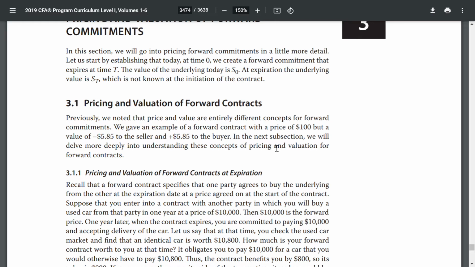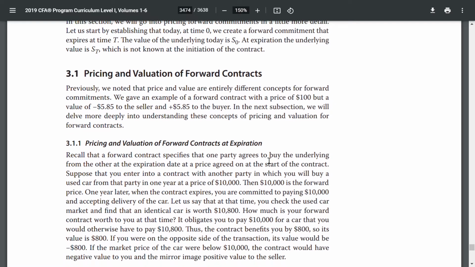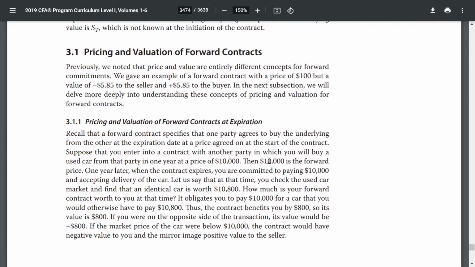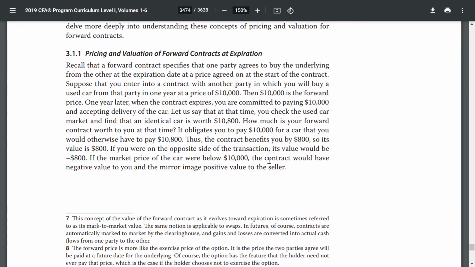Pricing and valuation of forward contracts. Previously, we noted that price and value are entirely different concepts. For forward commitments, we gave an example of a forward contract with a price of 100 but a value of 5.85, and a value of minus 5.85 to the seller and plus 5.85 to the buyer. In the next subsection, we will delve more deeply into understanding these concepts and the pricing and valuation of forward contracts.